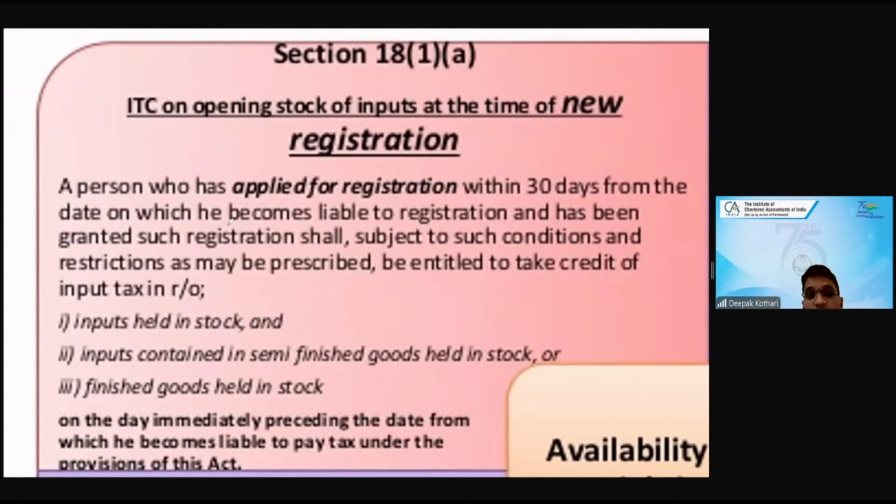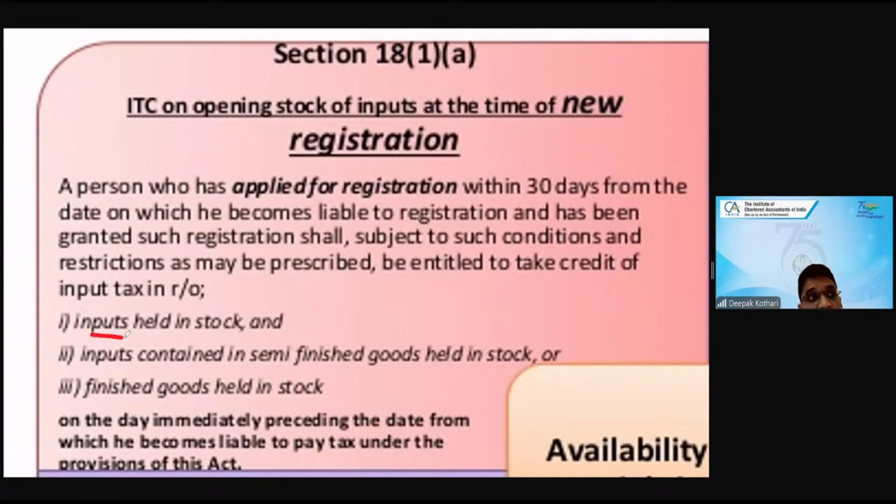your registration is granted, then you will be entitled to take credit of input tax in respect of what? In respect of inputs held in stock. In respect of inputs contained in semi-finished goods which is held in stock and finished goods which is held in stock. So if he is a trader, for him it will be beneficial because this is critically designed for a trader. Because a person who's a trader, he's trading in goods and he has some stocks and he has applied for registration when he's crossed this threshold limit. And he's applied within 30 days. Then he will get the credit of the following things.